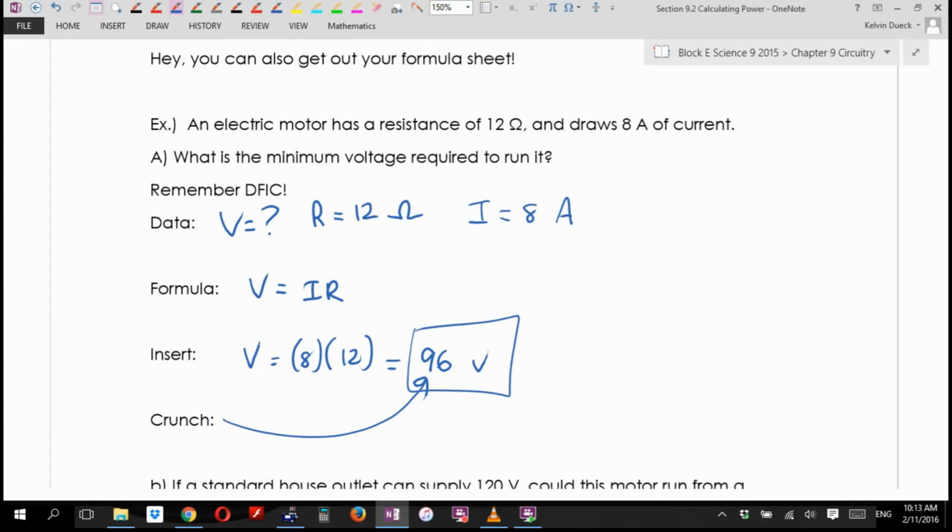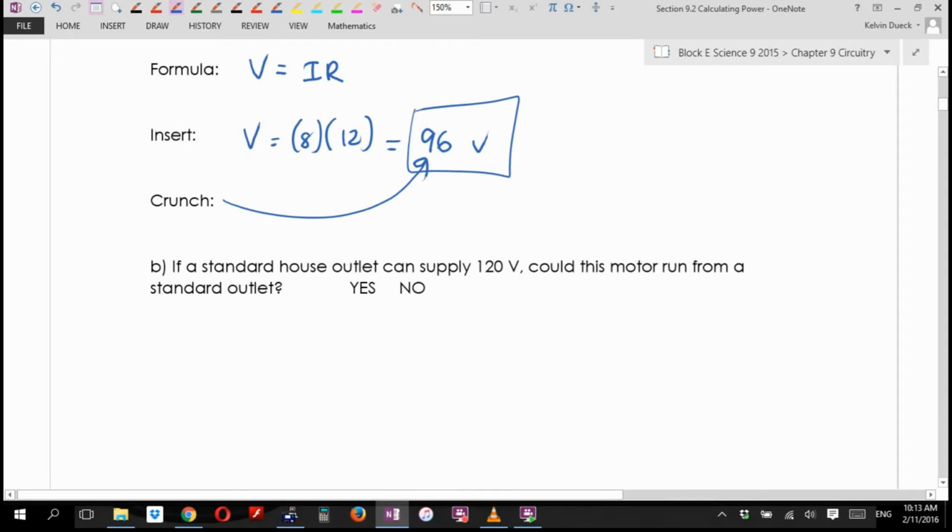It's up to you. So, if a standard house outlet can supply 120 volts, could this motor run from a standard outlet? Yeah. Could you run 2 motors? Well, you guys don't yet know how voltage works. So eventually I will be able to ask you that, and instead of saying no or yeah, you'll be able to answer with authority. It depends on how you wire the motors together, which is really the answer. Depends on whether you wire them in parallel or in series.